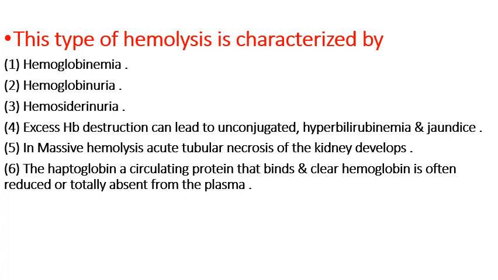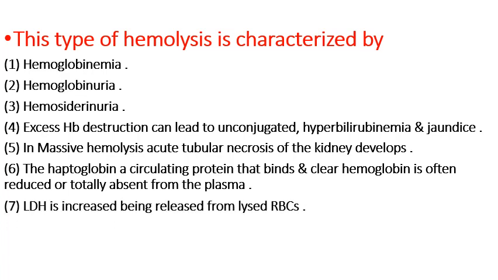The haptoglobin, as we said, is a protein synthesized by the liver. When it binds to the free hemoglobin, it is reduced and sometimes absent in the plasma. In addition, the lactate dehydrogenase enzyme is increased. This enzyme is present in the cardiac muscle as well as in the red blood cells, so it is increased when it is released from the lysed red blood cells.